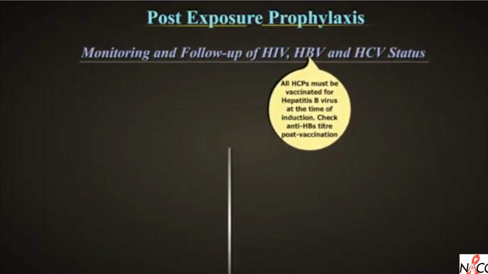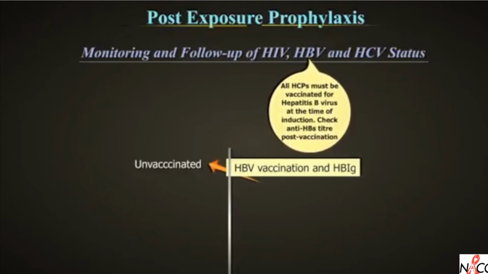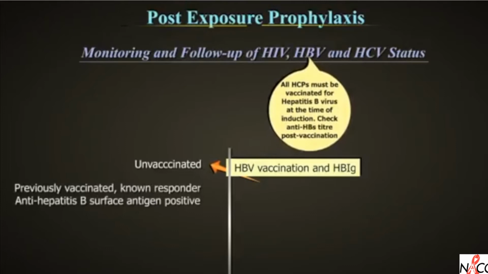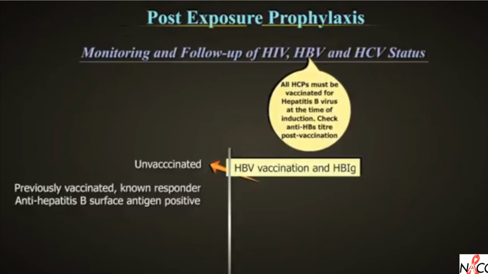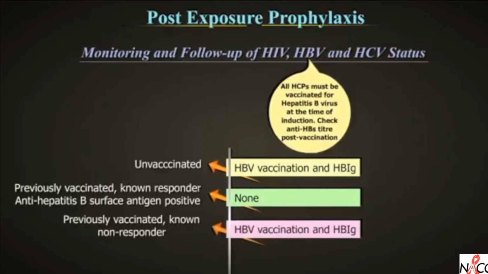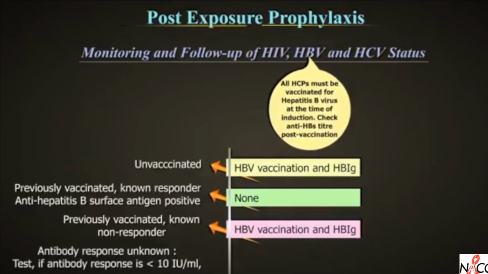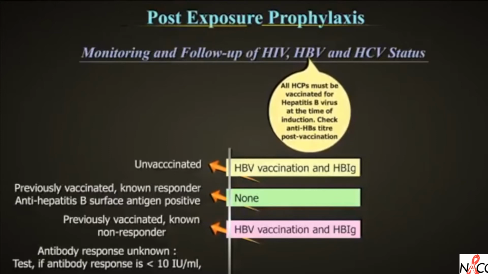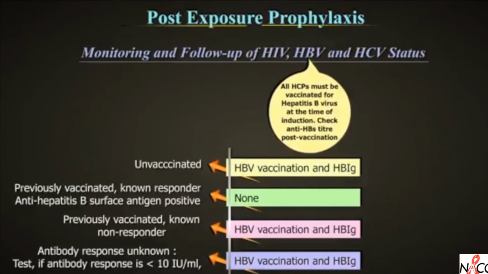HBV immune status. Unvaccinated: post-exposure prophylaxis is HBV vaccination and HBIG. Previously vaccinated, known responder, anti-hepatitis B surface antigen positive: post-exposure prophylaxis, none. Previously vaccinated, known non-responder: HBV vaccination and HBIG. Antibody response unknown: test, and if the antibody response is less than 10 international units per ml, post-exposure prophylaxis is HBV vaccination and HBIG.